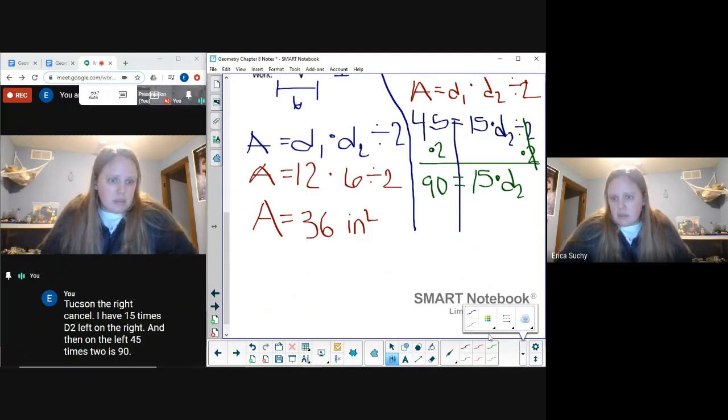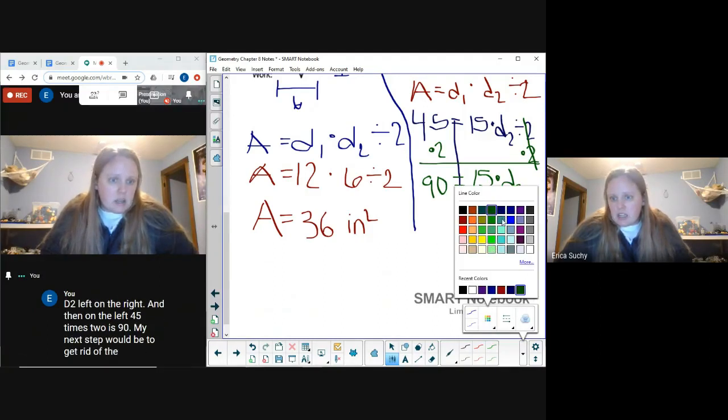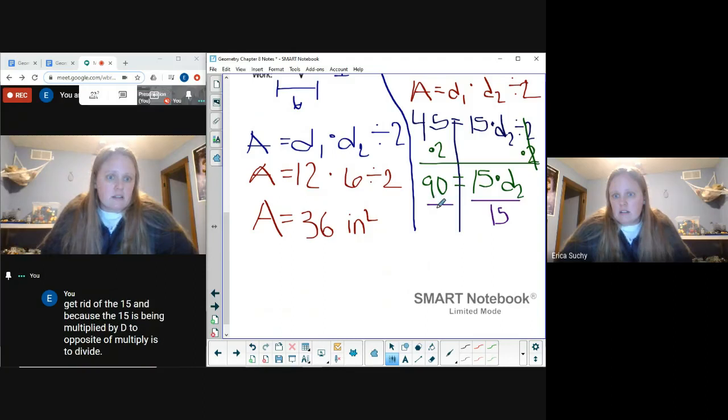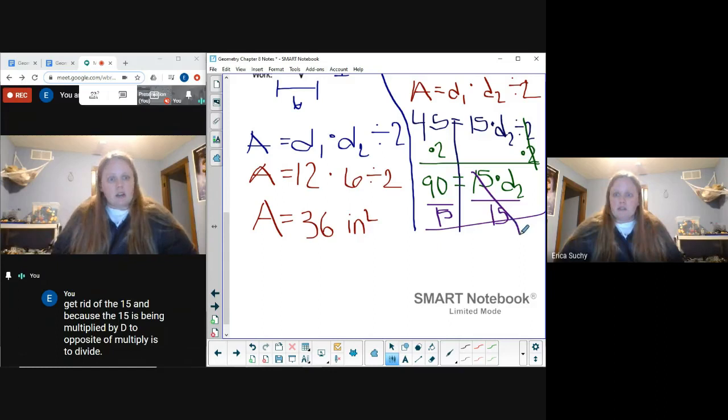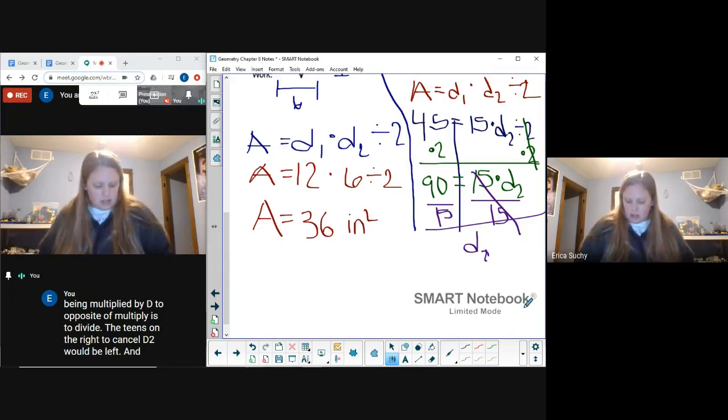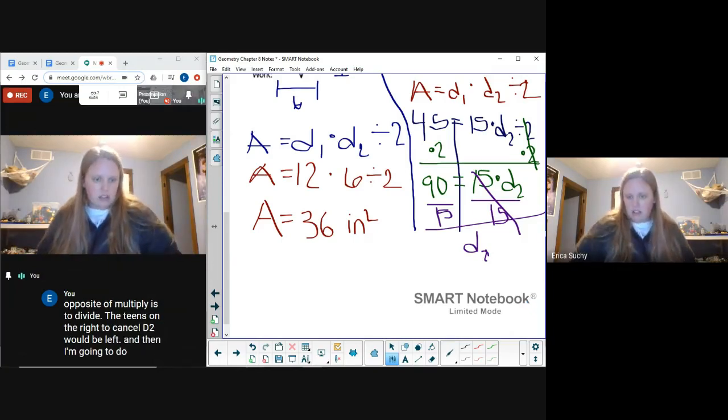And my next step would be to get rid of the 15. And because the 15 is being multiplied by D2, opposite of multiply is to divide. The 15's on the right would cancel. D2 would be left. And then I'm going to do 90 divided by 15 on my calculator, and I get a length of 6.